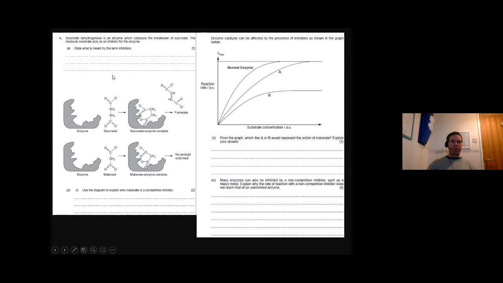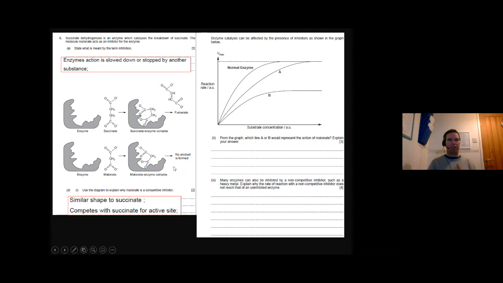Right, what is meant by inhibition? Where an enzyme's action is slowed down or stopped by another substance. Should be quite a nice, straightforward question. Why is malonate a competitive inhibitor in here? Well, it has a similar shape to succinate, which is the substrate, and so it competes with succinate for the active site.